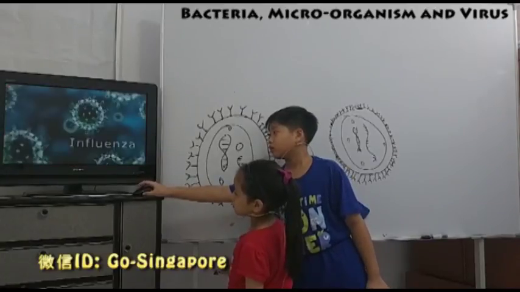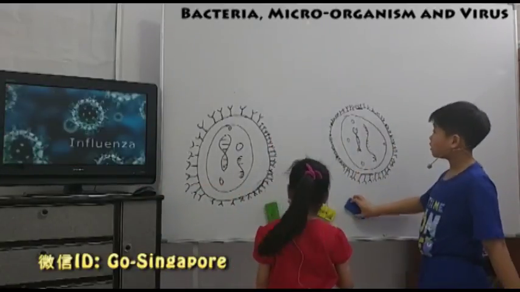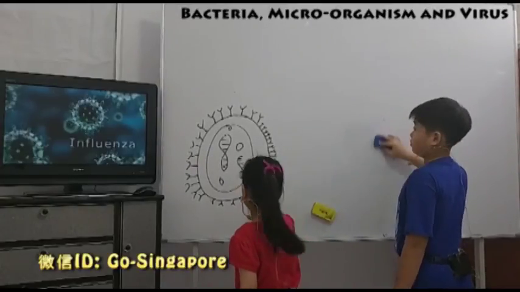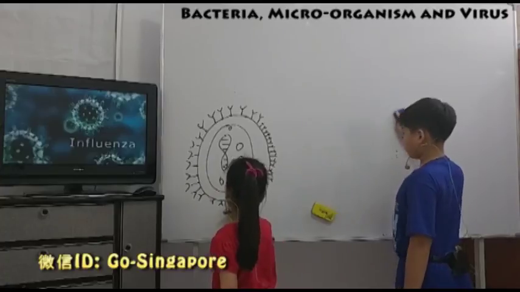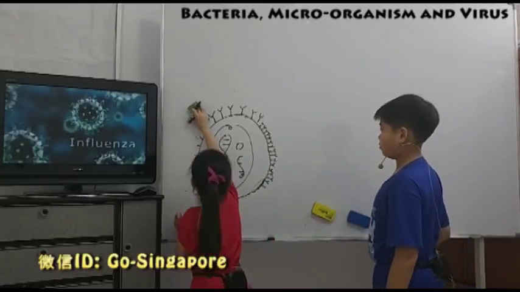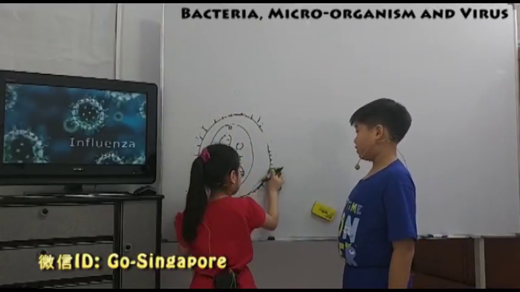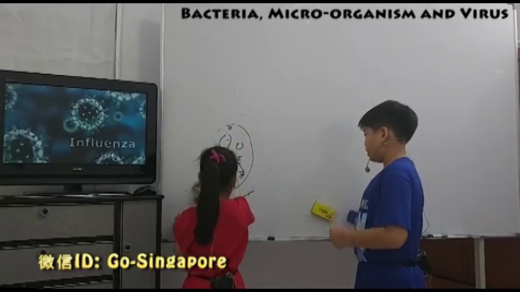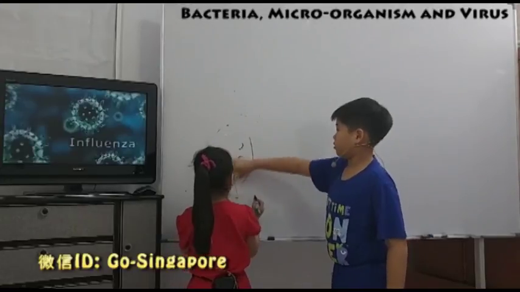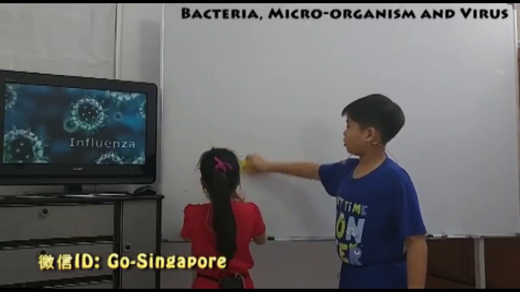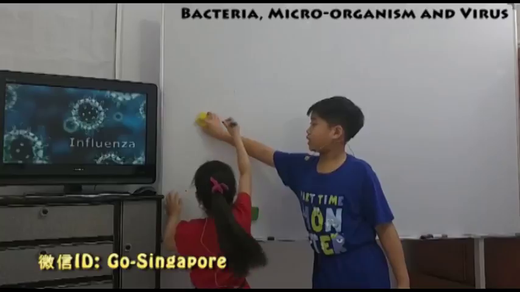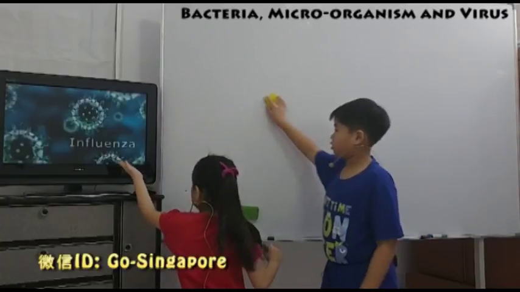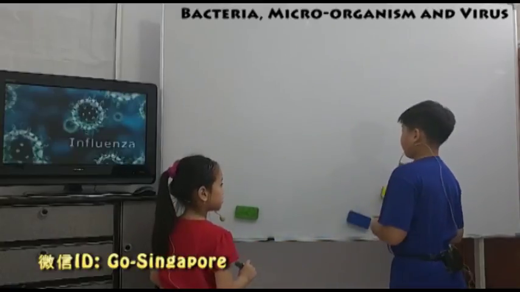Okay, first let's talk about the influenza. It's something like this already. Well, this influenza, you might not know what's in the middle. It can be DNA, RNA, or proteins. We don't know what is inside. It can be any. Okay, this is the influenza.